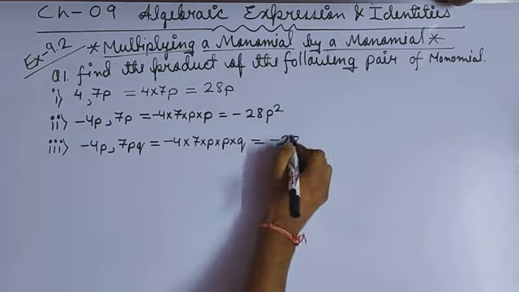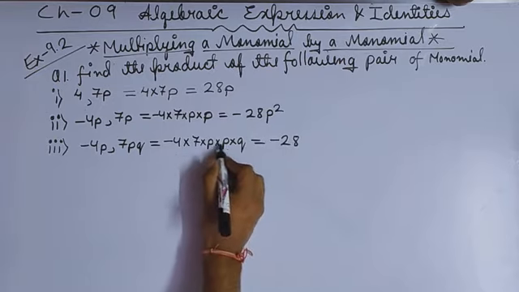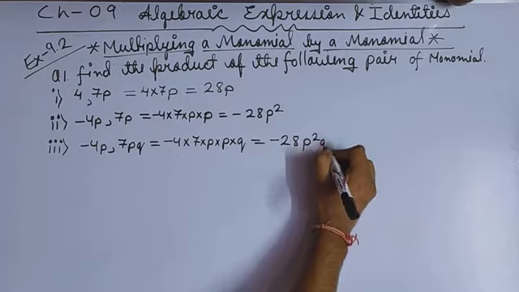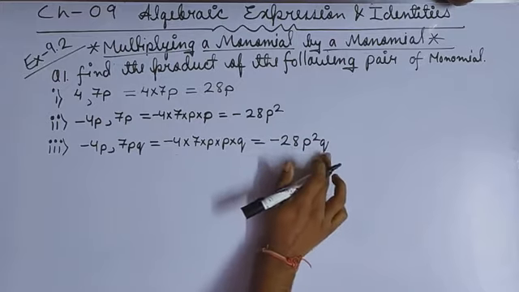Now -4 multiply 7 is your what? -28. Now this p multiply p क्या हो जाएगा? p to the power 2. Then there is only one q, so I will write q only. So this will be -28p square q.